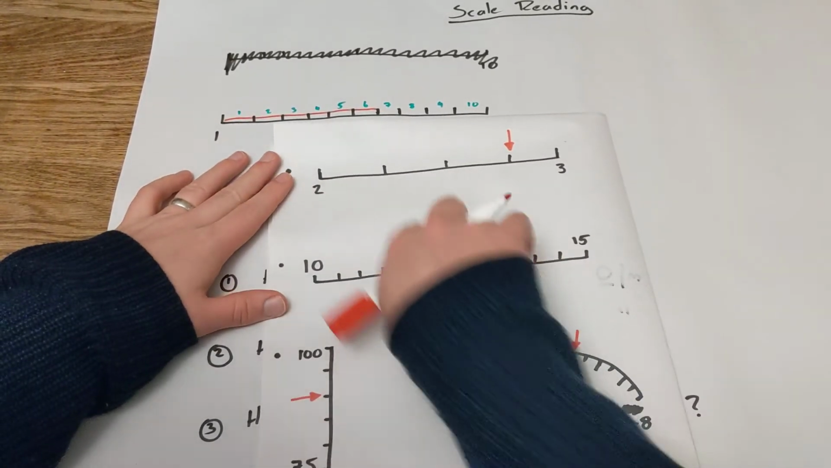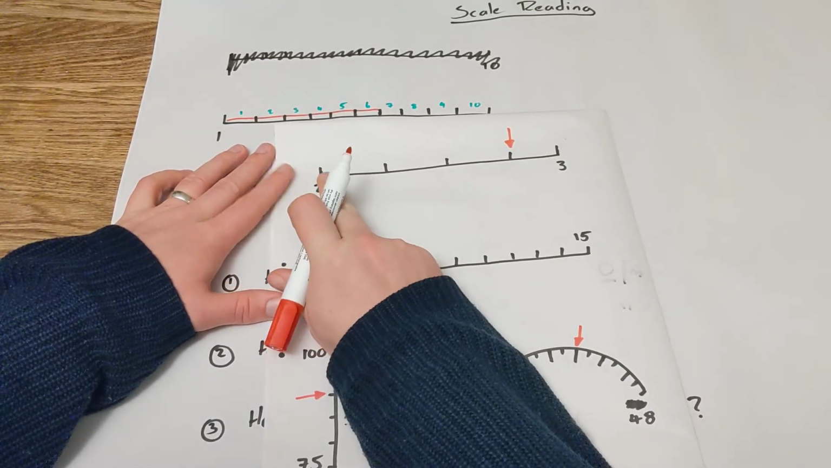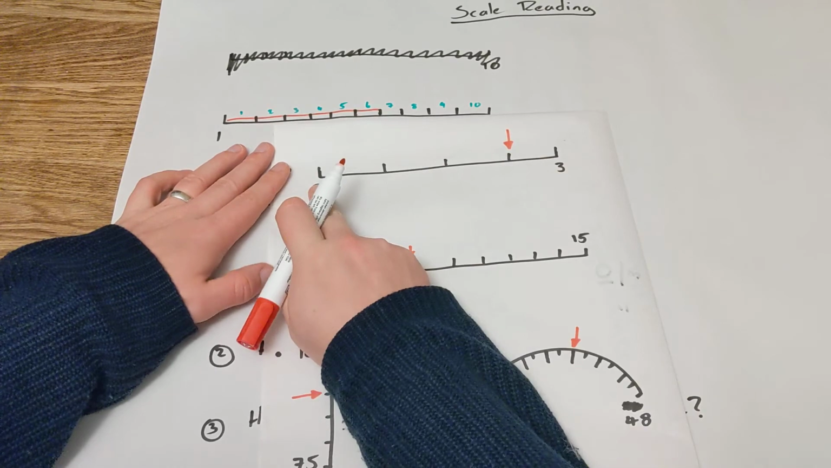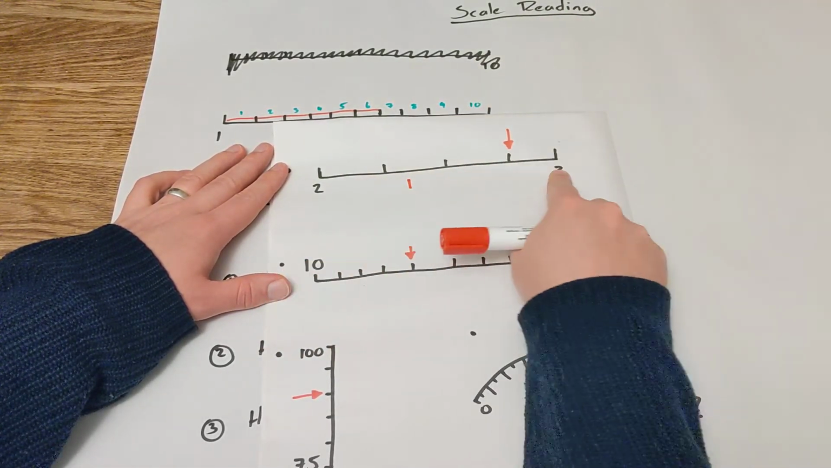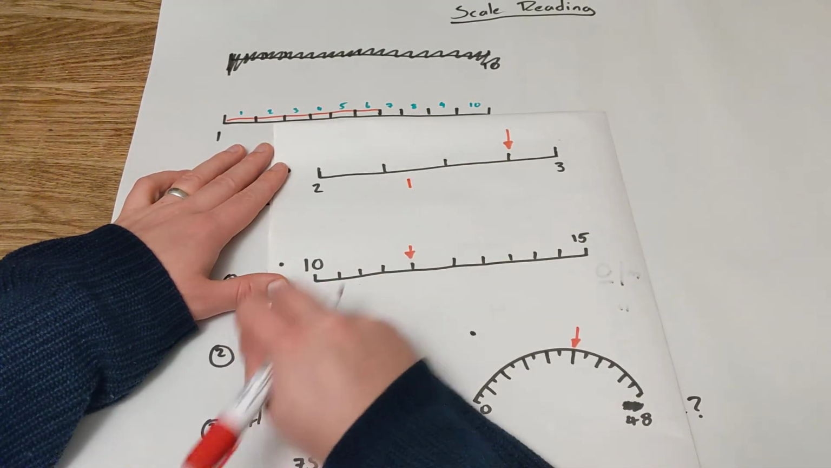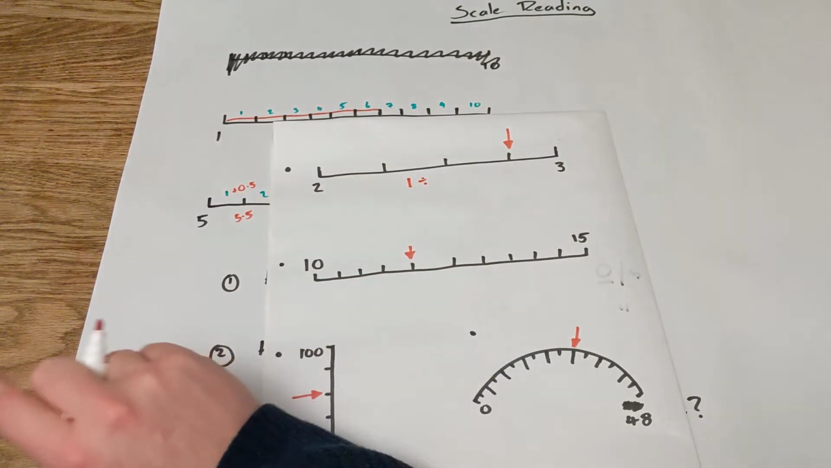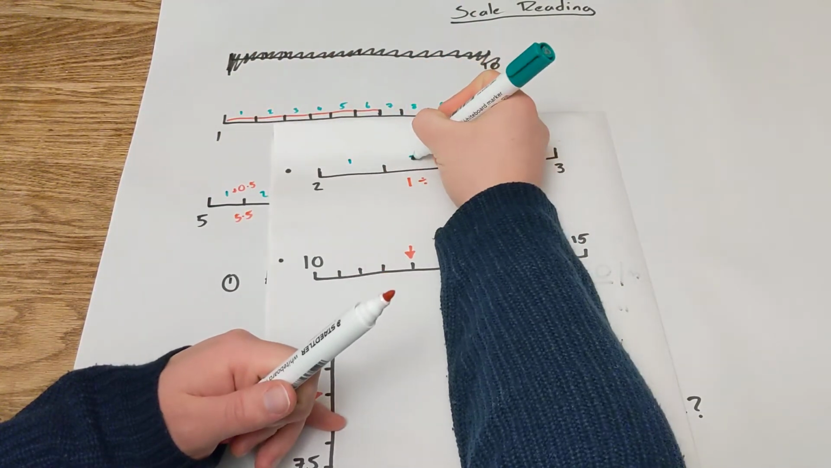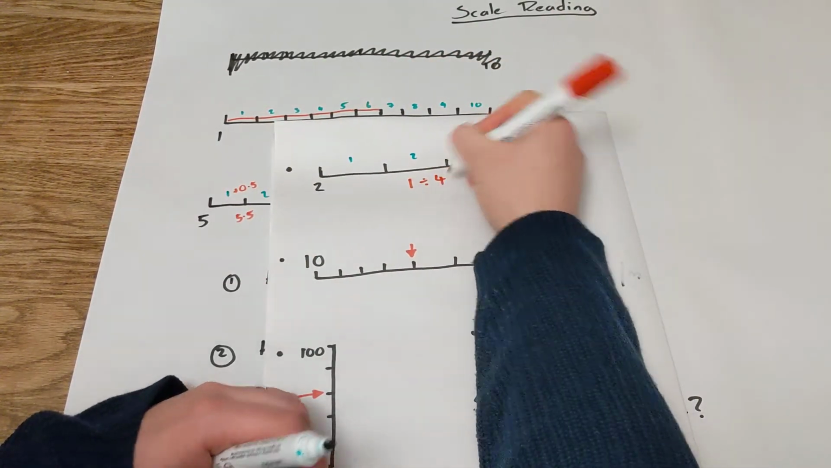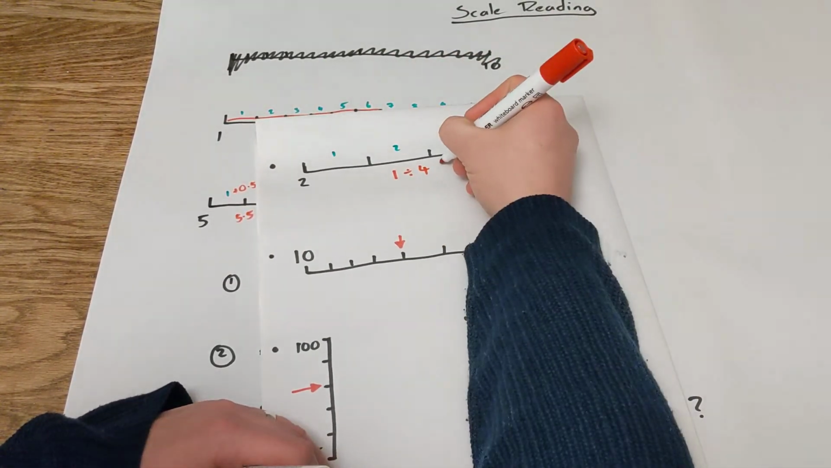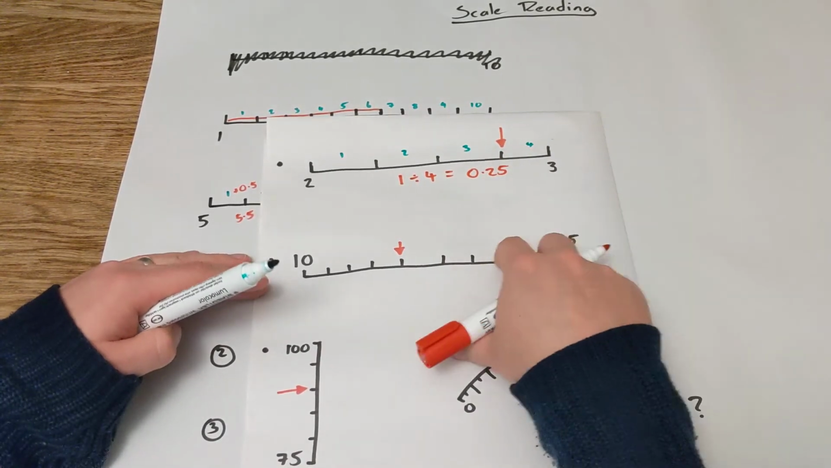So let's start here with this first one. The first number I need is how much is covered from the start to the end. Well, it starts at 2 and goes up to 3. So it covers 1. There's 1 between the start and the end. And I want to divide that by how many divisions there are. Well, I've got 1 division, 2 divisions, 3 and 4. So divide by 4, I've got 4 divisions. Again, we can use a calculator. It will tell us that each division equals 0.25.